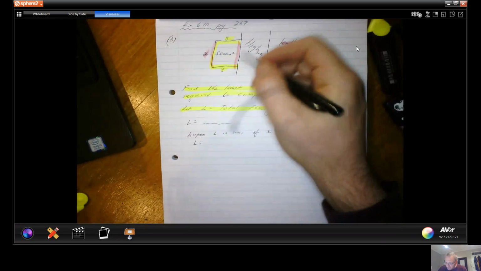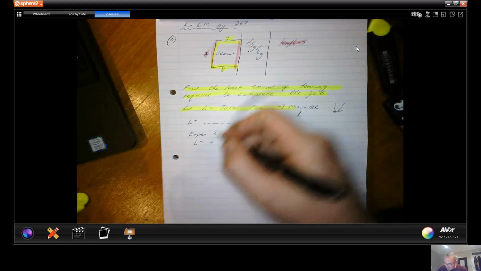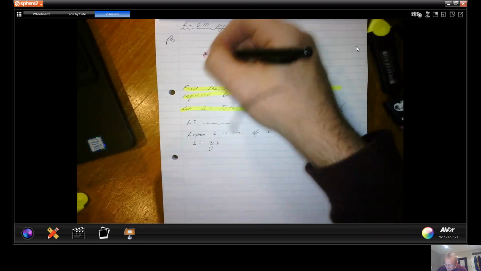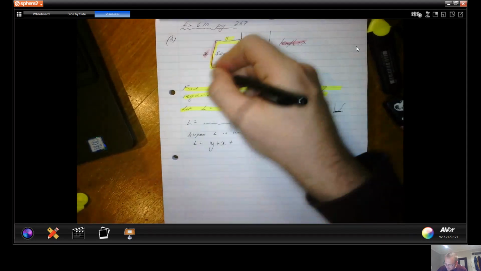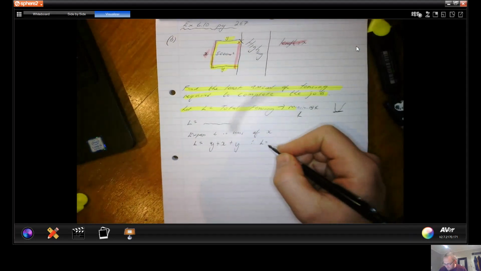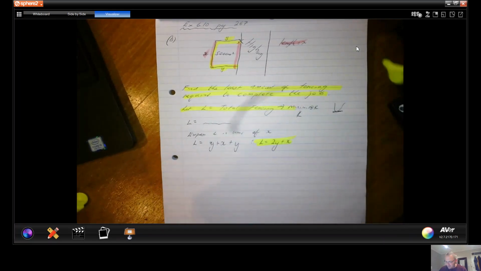Well, the amount of fencing you need, you're not going to fence along the highway. The amount of fencing you need is going to be, if you're a little ant, here you go, y plus x plus y. That's your total amount of fencing for the ant to get around. So in other words, L is equal to 2y plus x. Right, so now I've got a formula for the amount of fencing that I need.